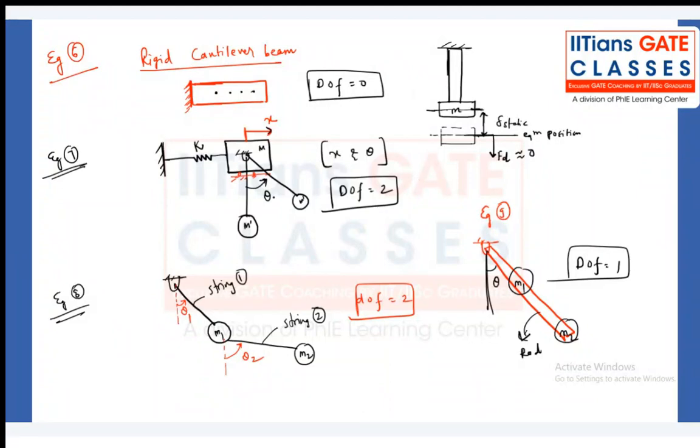If we talk about example number 8, suppose we have two balls which are connected to two different strings. Two different balls, two different strings. One string is tilted with angle theta 1. The second string is tilted with angle theta 2. And both are independent. So how many degrees of freedom?